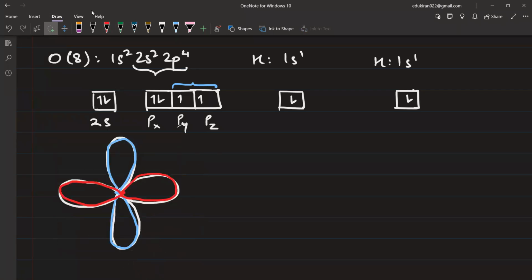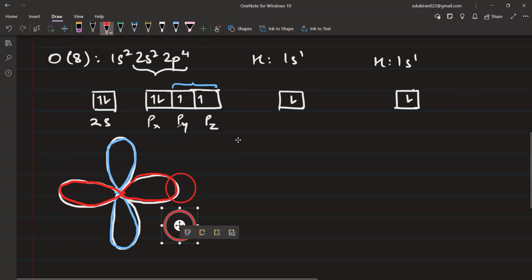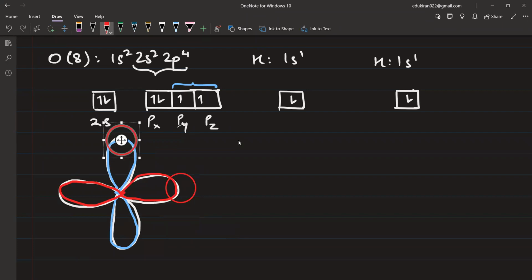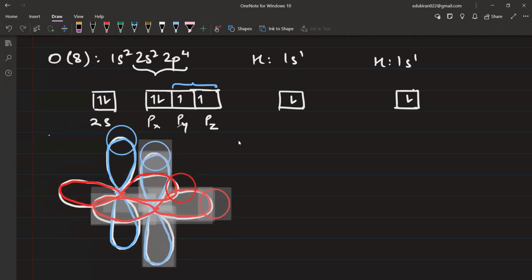Now, the s orbital of hydrogen is going to be spherical, right? Circular in 2D, spherical in 3D. So it will form a bond like this. It will overlap with the orbital. It will be a bit small because it is 1s. Similarly like this. So according to the valence bond theory, the H2O molecule should be something like this.